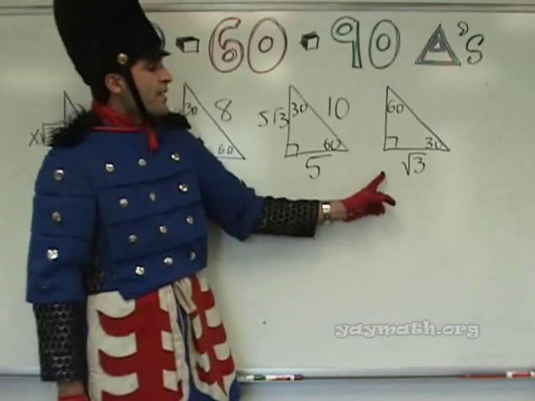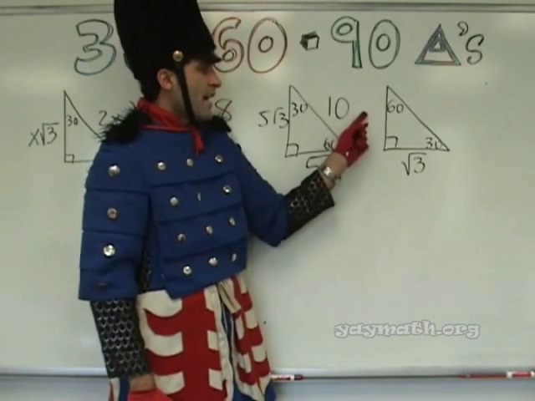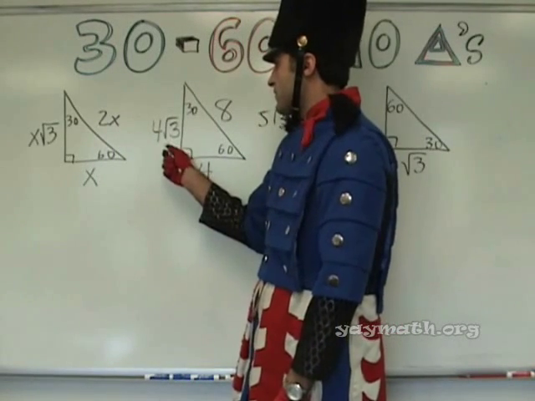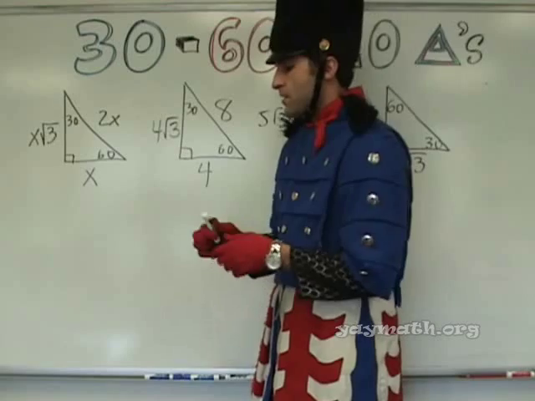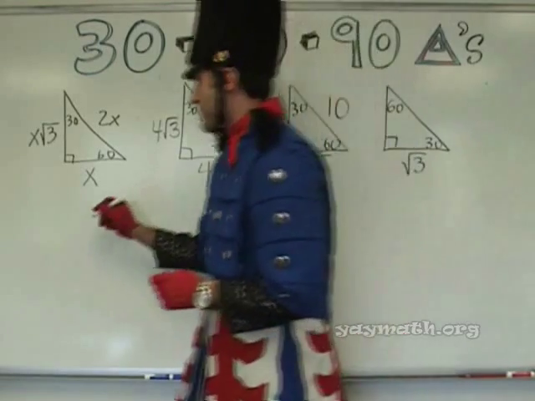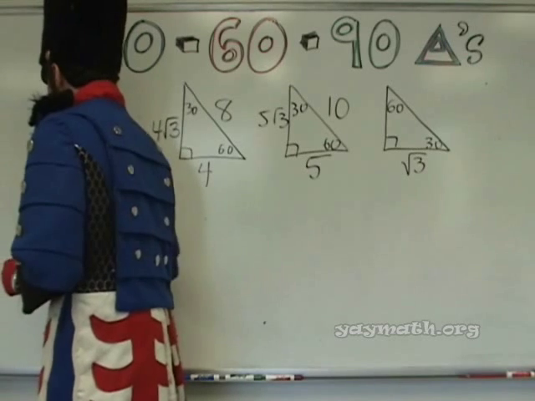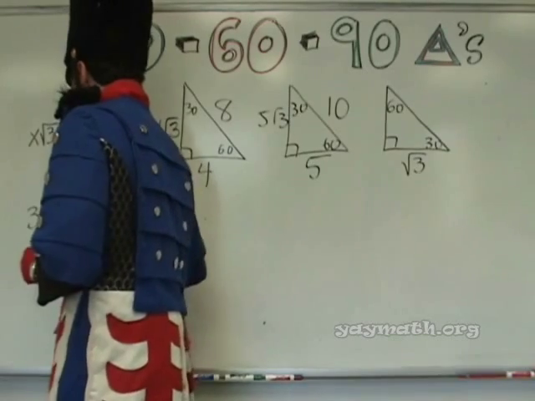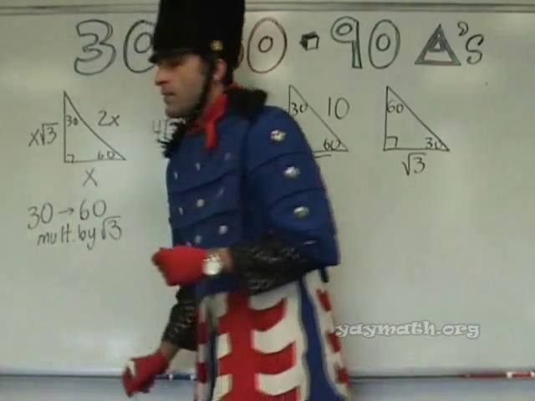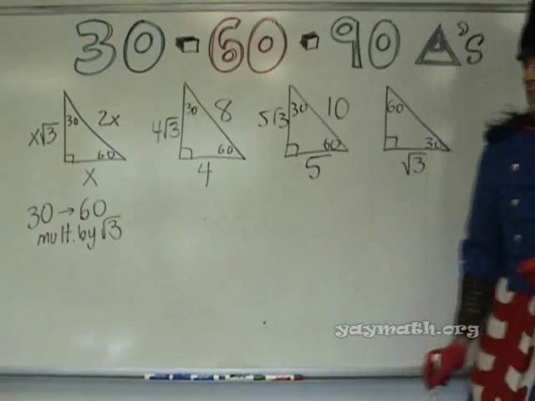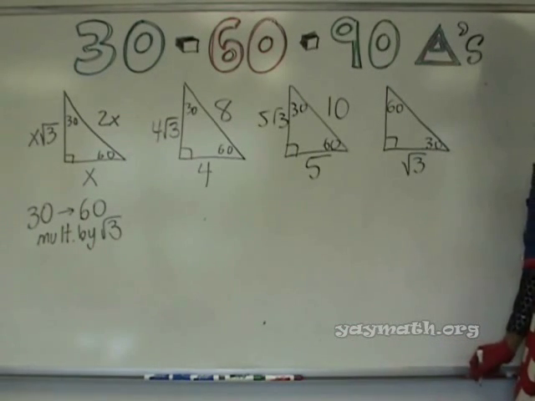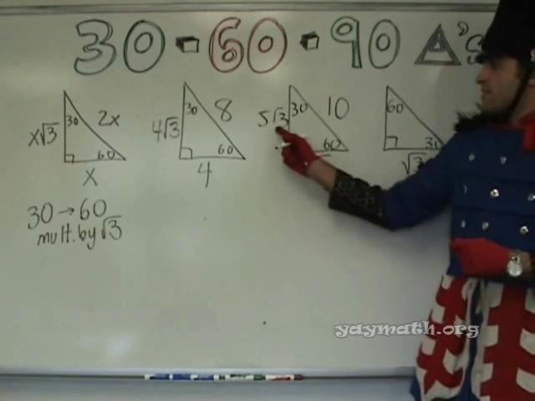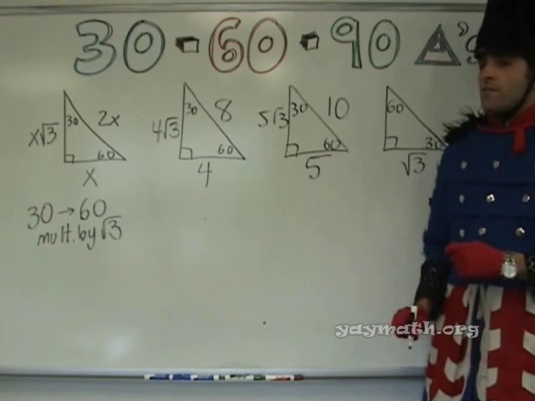Do you agree that to go from the 30 side to the 60 side, you multiply by the square root of 3? Yeah. To go from the 30 side to the 60 side, you multiply by the square root of 3. Let's write that rule down. 30 to 60, multiply by the square root of 3. Okay, so here it is. This is the 30 side. This is the 60 side. We multiplied by square root of 3.